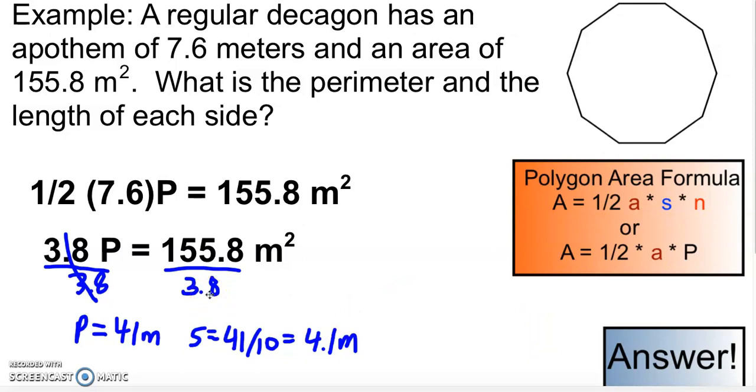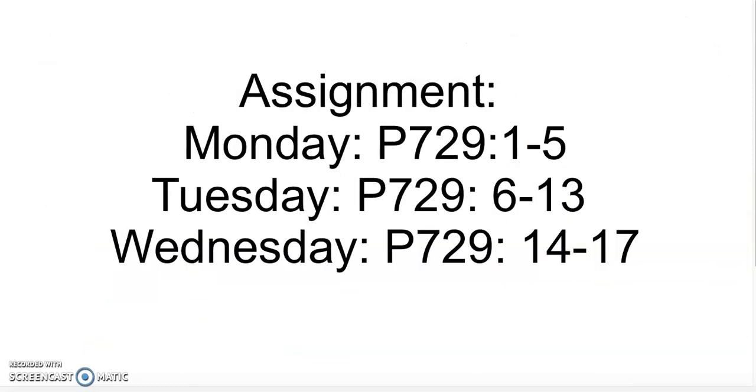And then to figure out a side length, just take your perimeter and divide it by the number of sides. So a decagon has got 10 sides. Divide 41 by 10, and I get 4.1 meters for each side. So I really do feel like, even though this is kind of long-winded to give you an explanation of where the formula came from, I think you'll find this formula quite easy to work with.